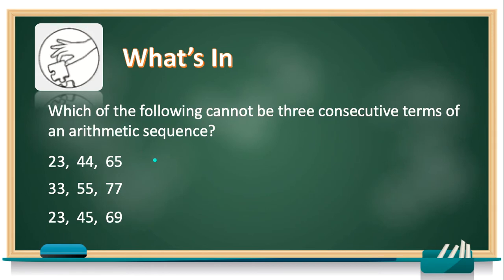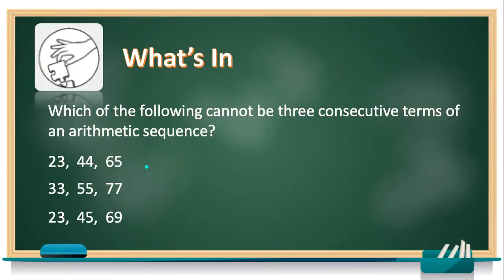Now, let's have a short activity. Which of the following cannot be three consecutive terms of the arithmetic sequence? The correct answer is 23, 45, and 69. Do we have the same answer?